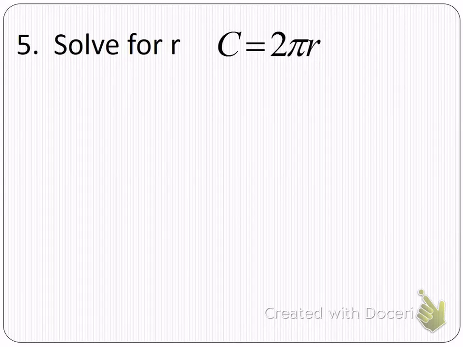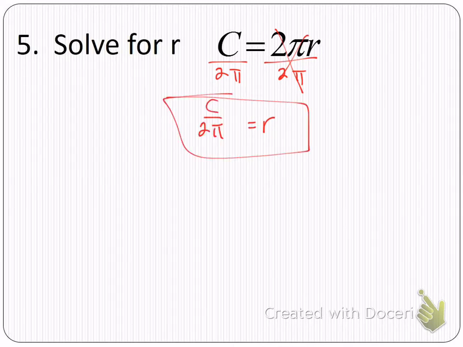The answer is no. So instead, we're going to undo the multiplication. 2 pi, both are being multiplied into that r. So I'm going to divide by the 2 and the pi at the same time. That's perfectly fine. Okay? And so we get r on this side, and then we get c over 2 pi, which we cannot divide out, and so we just leave it alone. That's it. That's all we've got to do to solve for r.